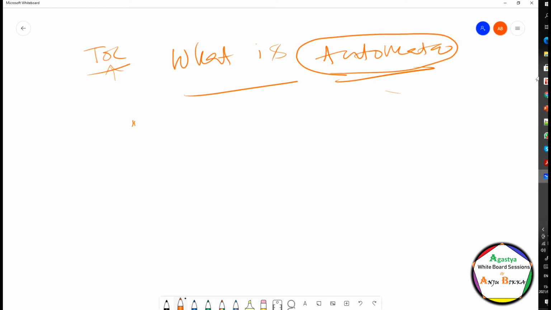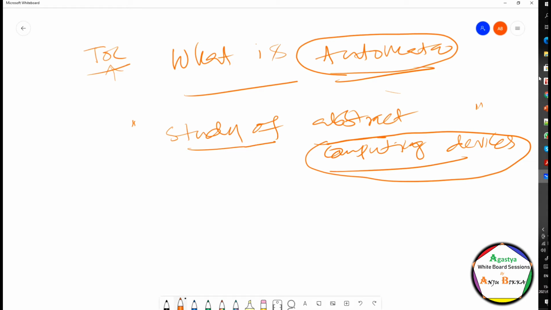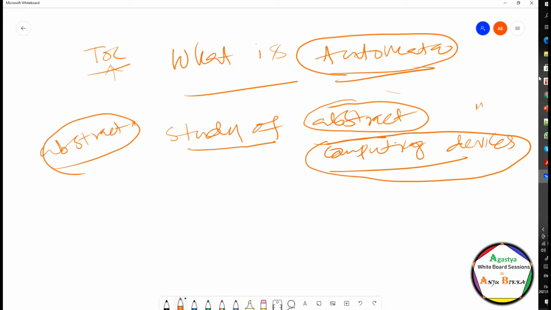So the definition is simple. The study of abstract computing devices. This is just the definition, study of abstract computing devices. Now computing devices is clear, study of is clear. What about the abstract? The term abstract is used in many places, in programming languages, but the meaning differs. Abstract means these are not real computing devices. The study of abstract computing devices is called automata theory.